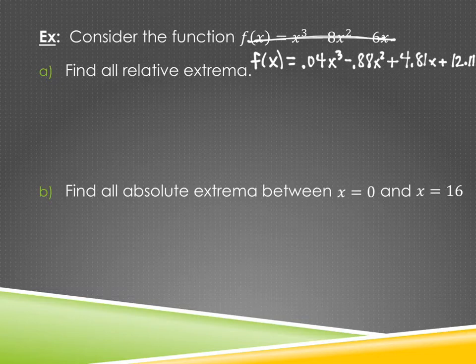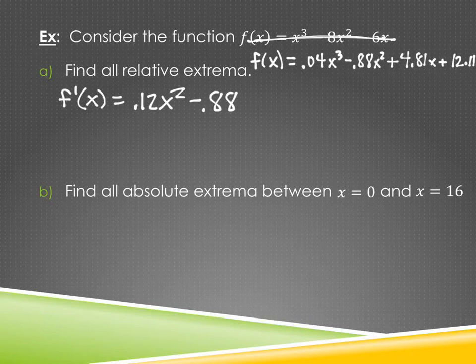Still no context on this particular problem. So the way that we find relative extrema, this is from 4.2, is that we're going to take the derivative and set it equal to 0. We're going to take the derivative by hand. It's not a hard one to take the derivative of. So you bring the 3 down and multiply it, so you get 0.12x squared minus 1.76x plus 4.81. Does that look right? And we want to set this equal to 0.